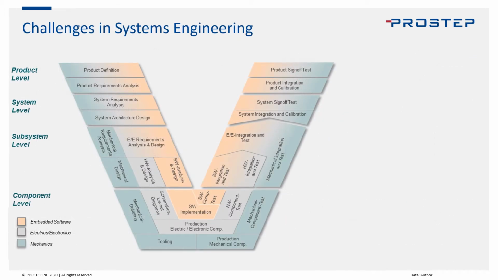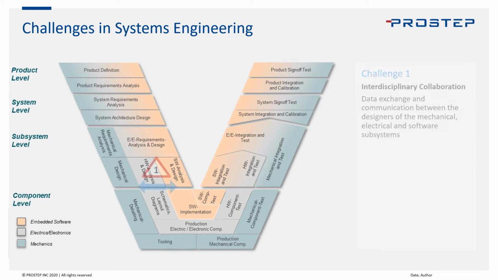So there are different challenges in systems engineering and the integration of these different disciplines. The first is what I would call interdisciplinary collaboration. This is trying to figure out what your software and your electrical hardware and your mechanical are all doing, and then coordinating changes and coordinating product development across those different disciplines.